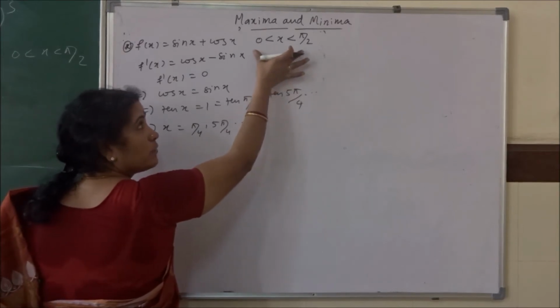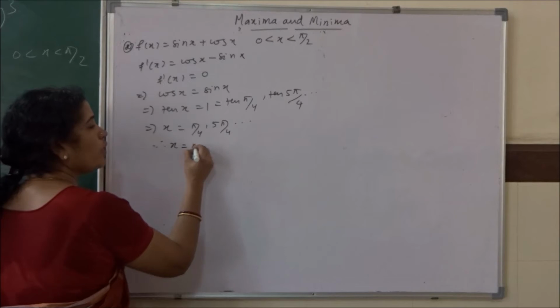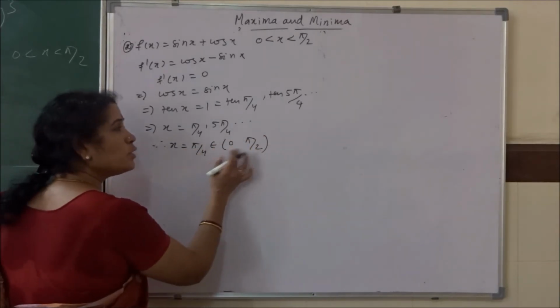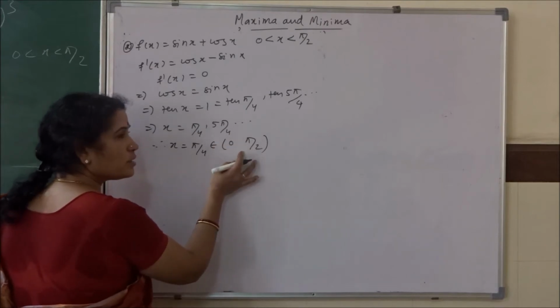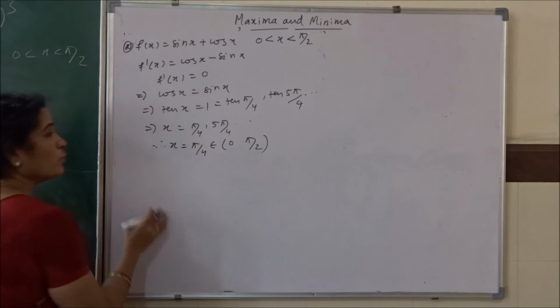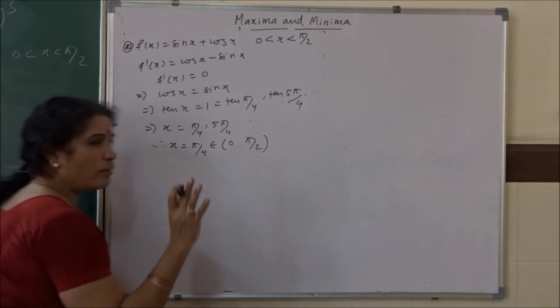Now here the interval they are saying is 0 to pi by 2. Therefore we have only one value which belongs to the 0 to 90 degree open interval. Suppose 0 to pi, then you have to take this interval also. 0 to 2 pi, again you have to take all these values. Clear to you? That is the difference, nothing is difficult here. So now we have only one value, pi by 4.